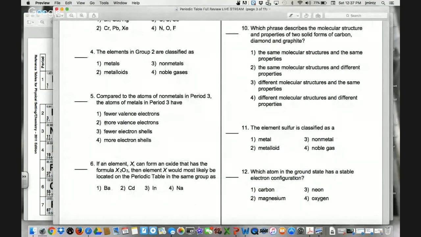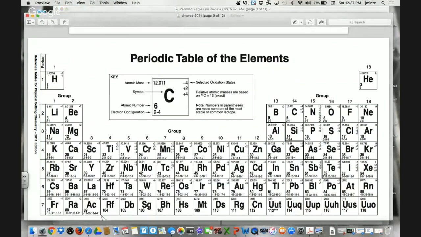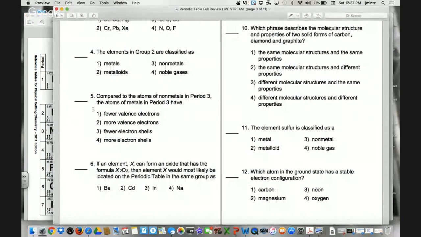Compared to the atoms of nonmetals, they would have more electrons, valence electrons, which they do. So we can take choice 2, atoms of metals in period 3. Compared to the atoms of nonmetals in period 3, the atoms of metals in period 3 have, so the metals would have fewer valence electrons. This is basically asking you, do you know that the period contains the same number of principal energy levels? So you can get rid of 3 and 4 and then compare valence number. Please don't make the mistake that I did when reading it. I read it again to make sure that I answered the question. They want to know what the metals have. The metals would have fewer valence electrons than the nonmetal side.